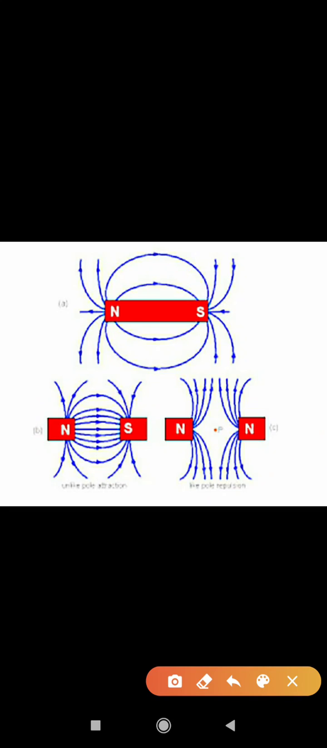In another scenario, if two unlike poles are kept nearby, this type of formation takes place, meaning they attract each other, and if like poles come nearer, repulsion takes place. So the first property of magnetic field lines is that they are directed from the north pole to the south pole. Now the second property: magnetic field lines form a closed and continuous curve.